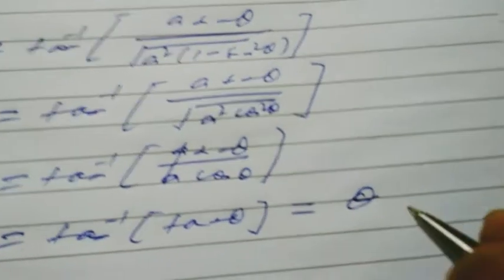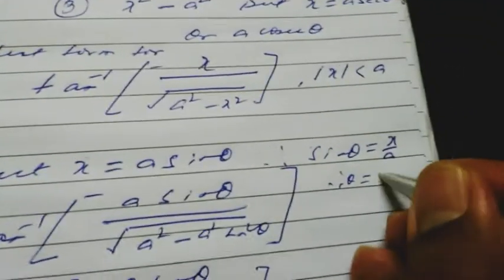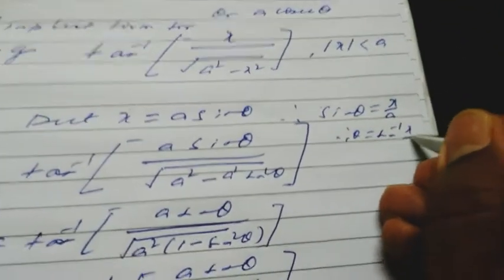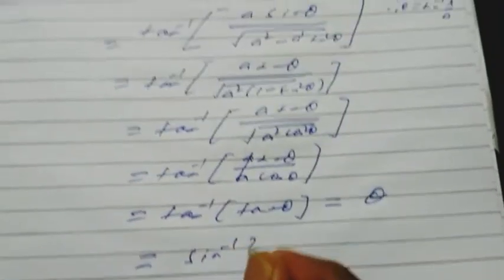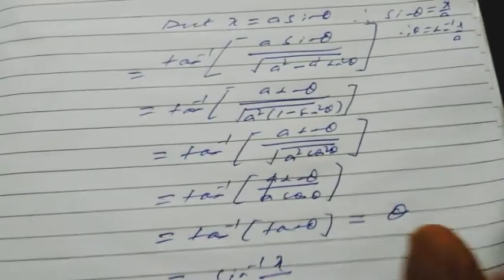This is theta. From the supposition we can put sine theta is equal to x by a, therefore theta is equal to sine inverse x by a. So what is the simplest form for this composition? This is sine inverse x by a. In the same manner, I am putting another example for that.